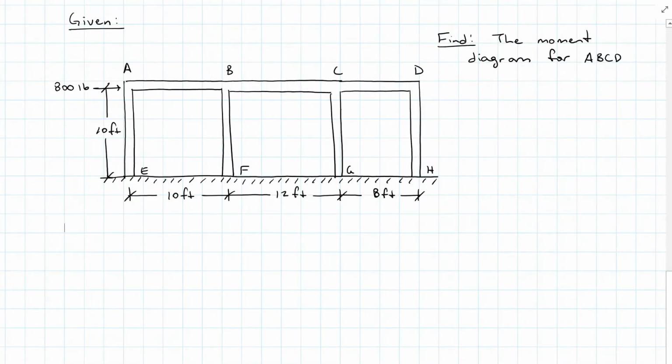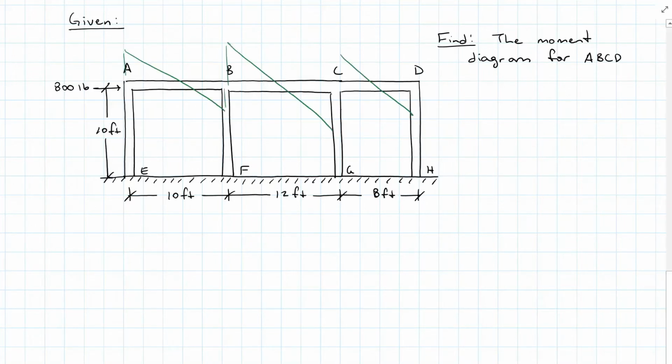Putting this into practice, we have a frame here with 3 bays, 10 feet, 12 feet, and 8 feet wide from left to right, and the entire system is 10 feet tall. We've applied an 800-pound force at the left corner A. Find the moment diagram for A, B, C, D.